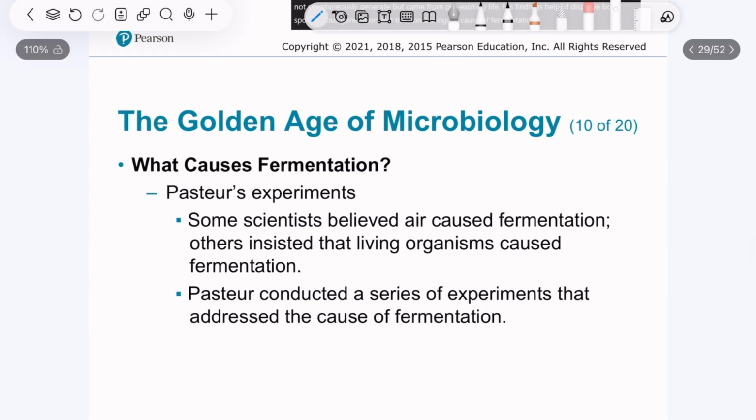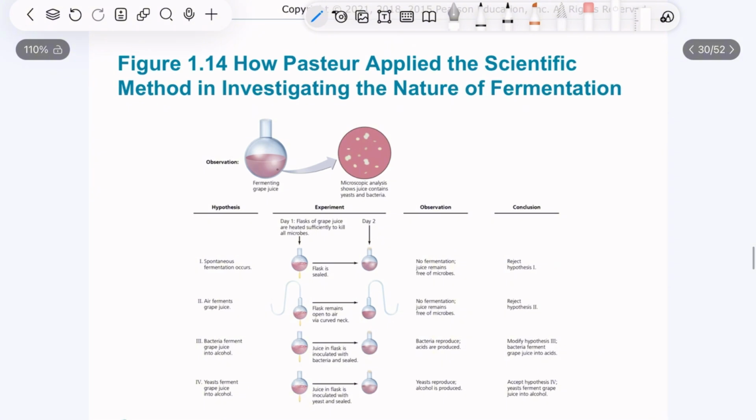So, Pasteur's experiment. Some scientists believed air caused fermentation. Others insisted that living organisms cause fermentation. So, Pasteur conducted a series of experiments that addressed the cause of fermentation. Here is how Pasteur applied the scientific method in investigating the nature of fermentation.